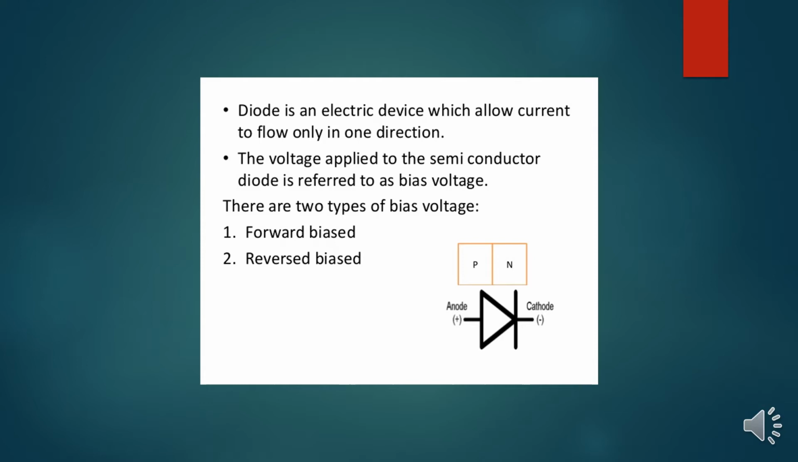For this PN junction to be used as an electrical device in electronics applications, we need to apply an external voltage such that the depletion layer breaks down in such conditions. So this device can be used as a circuit element in many applications. The voltage applied to semiconductor is referred to as a bias voltage. There are two types of bias voltage. First one is forward biased and second one is reverse biased.